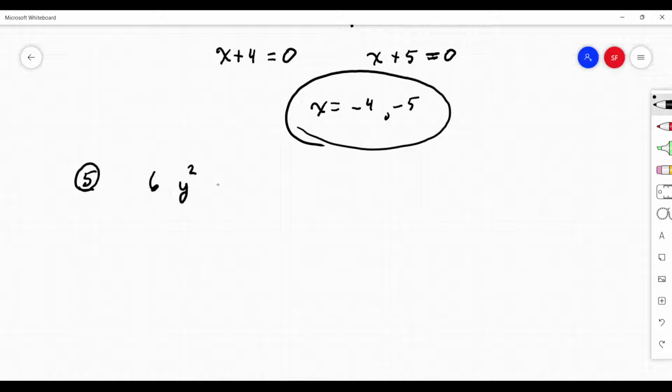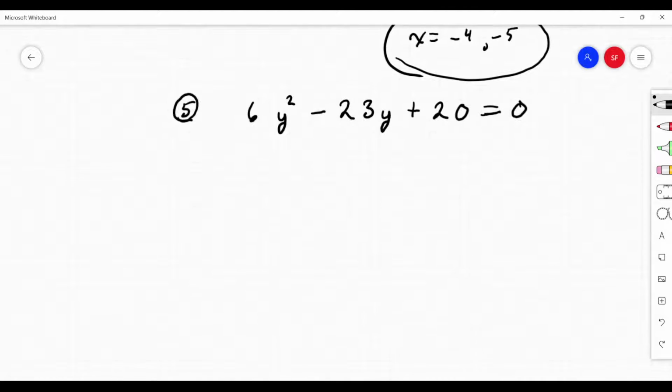6y squared minus 23y plus 20 equals 0. So it's a trinomial. So we're going to trinomial factor it, right? But we're going to look for GCF first. Is there a greatest common factor other than 1, of course?